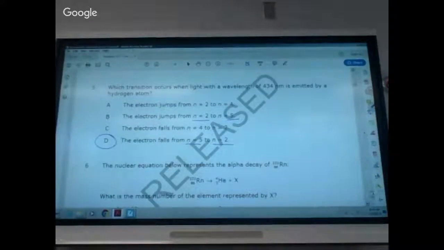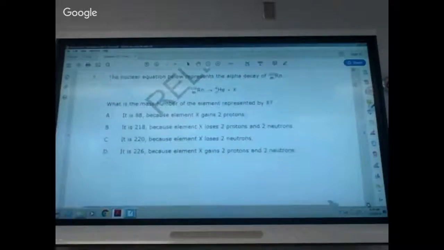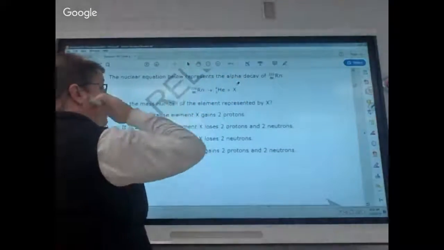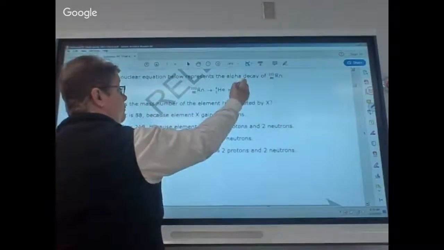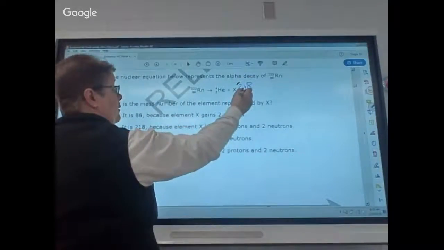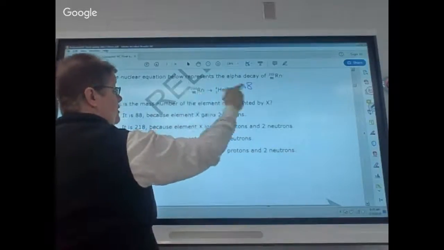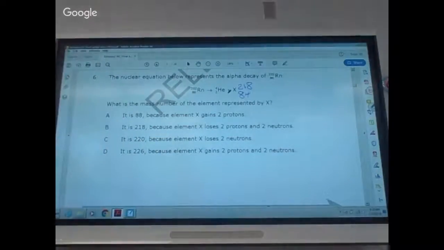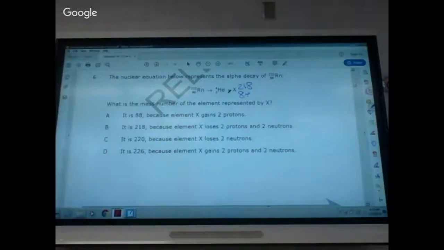All right, number 6 is like what you did yesterday. Okay, suppose you have that equation and it wants to figure out x. So what do we do? If this is 222 on this side, you've got 4 plus what number has to go there? 218. 2 plus what gives you 86? 2 here plus what will give us 86 over there? 84. Okay? So now we should be able to figure out the question. What's the mass number of the element represented by X? 218. So the answer is B.